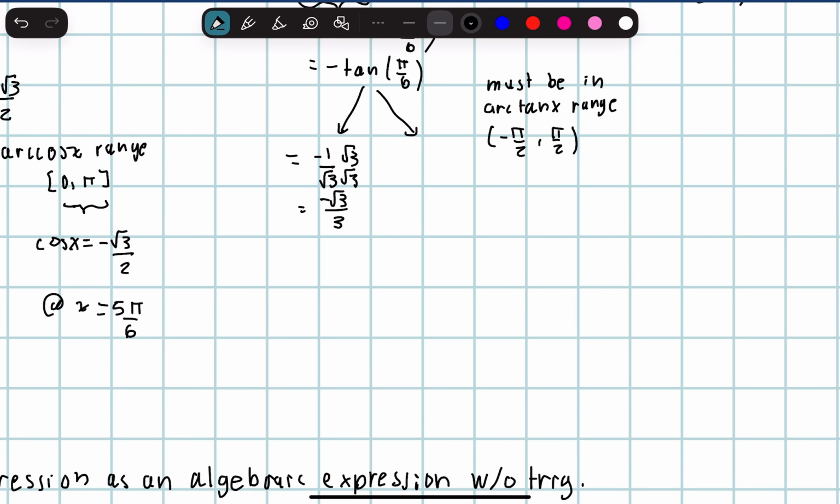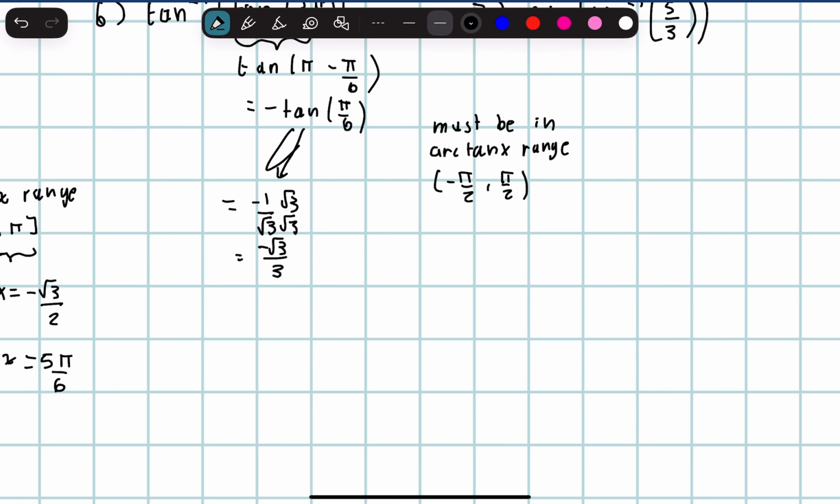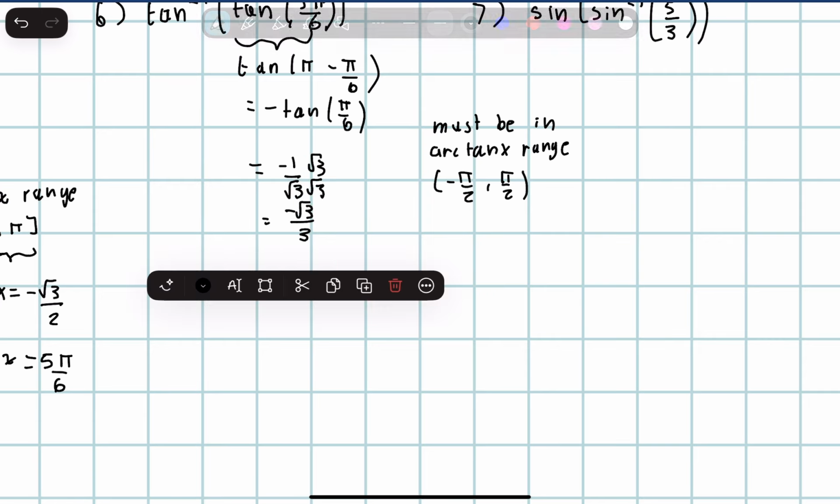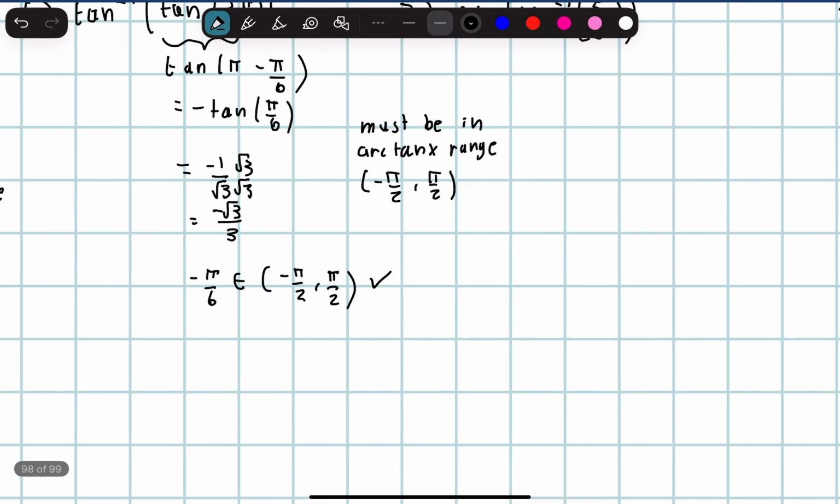Oops. Wait, did we just do this? Okay, yeah. That's right. And it's all real numbers, actually. This is negative pi over 6. Okay, ignore what I just said. It is in negative pi over 2, pi over 2. So that means it's right. So that means it's just negative pi over 6.